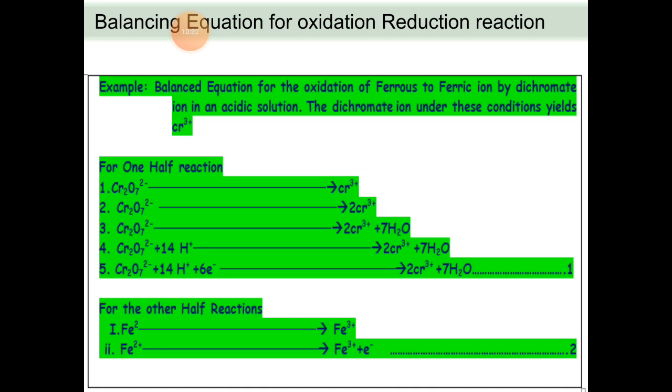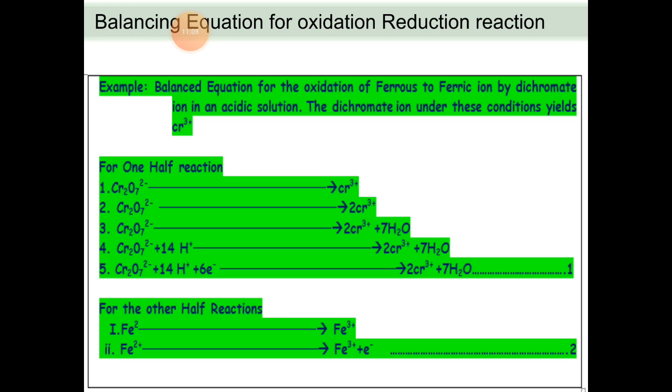Then followed by balancing the atoms other than oxygen, dichromate ion to twice chromium ion. Then we follow by balancing the oxygen atoms by adding 7 times water on the right. Number 4, balancing hydrogen atoms by adding 14 H+ ions on the left. As you can see, step number 5, let me equalize the charge by adding 6 electrons on the left. These are the steps that are involved, as I discussed with you earlier.